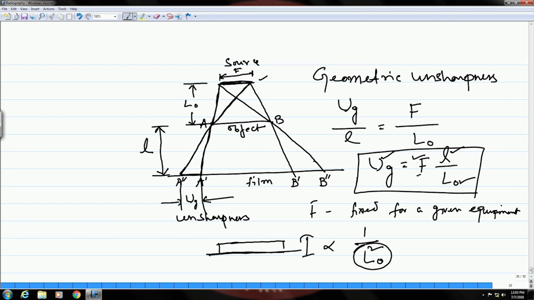So that this distance L naught, sorry, this distance L is minimized. So, in this case, when you keep them in contact, L will be simply the thickness of the film T f plus the thickness of the sample or of the object T s. So, since the film and the object are in contact, this is also known as contact radiography.